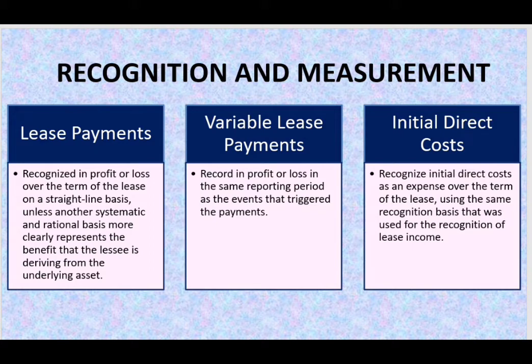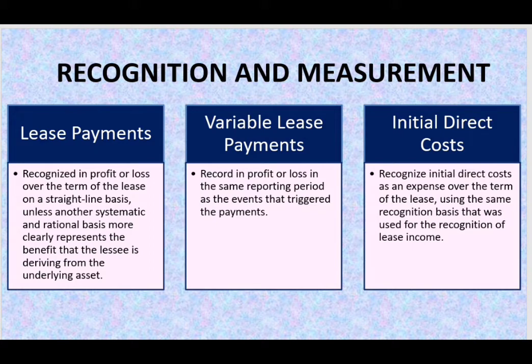The first one is lease payments. Lease payments will be recognized in profit or loss over the term of the lease on a straight line basis, unless another systematic and rational basis more clearly represents the benefit that the lessee is deriving from the underlying asset. Furthermore, profits cannot be recognized at the beginning of an operating lease, since control of the underlying asset has not been transferred to the lessee.